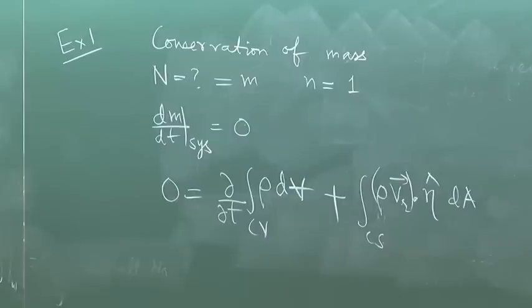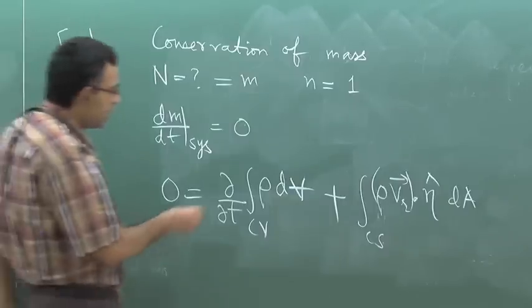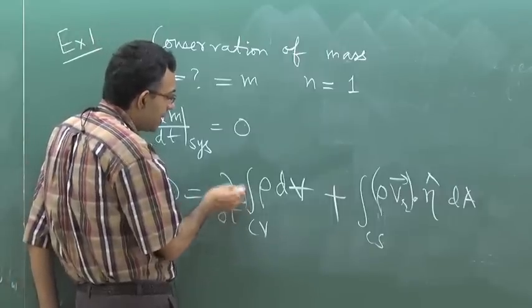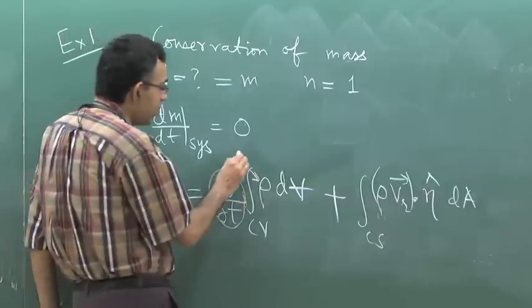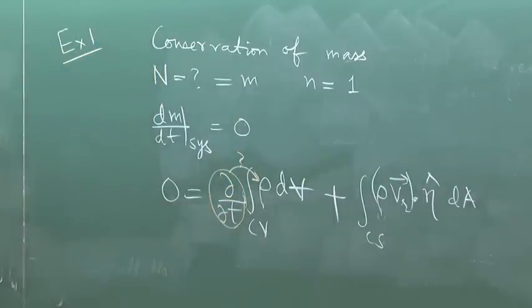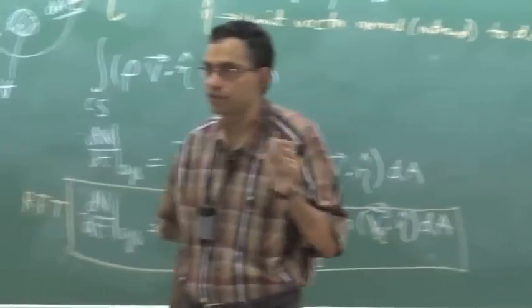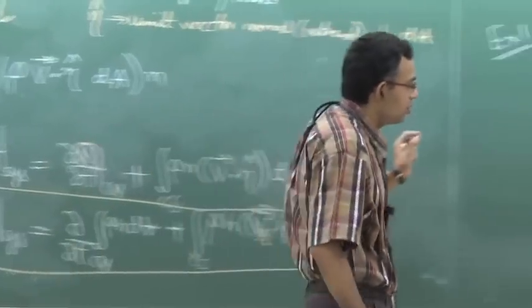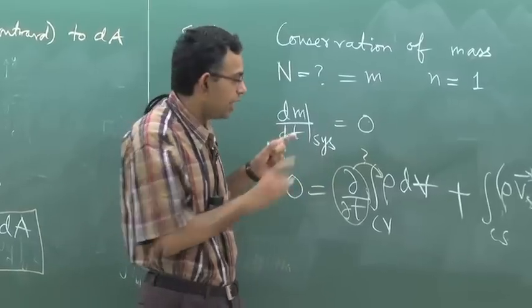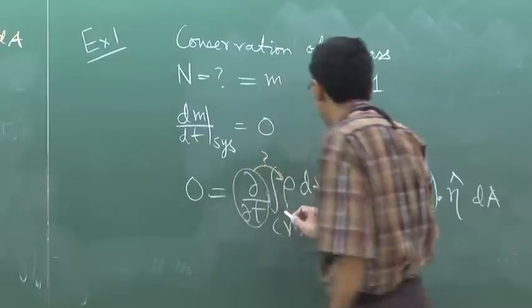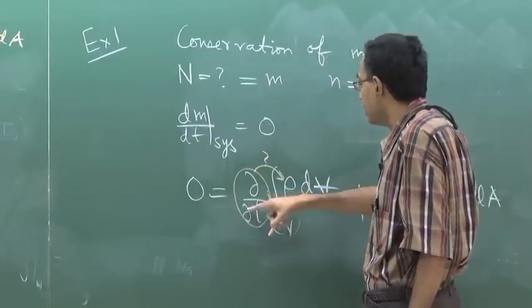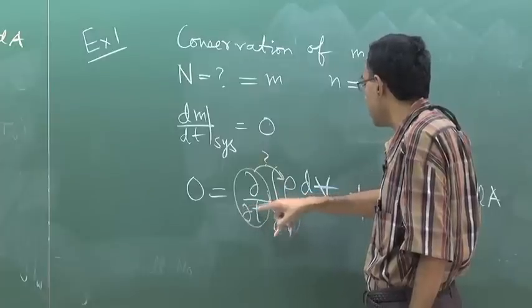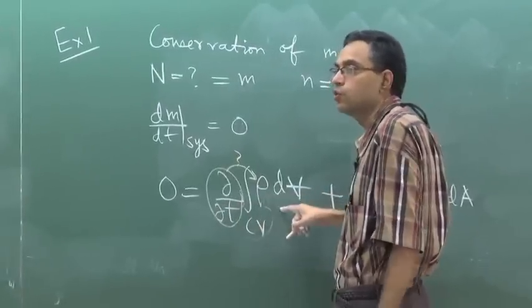Now to simplify in the next step, there is an immediate tendency of taking this derivative inside the integral. Question is, can we do it or not? The answer is very straightforward. We cannot always do it, right? When can we do it? We can do it only when the volume of the control volume is not a function of time. Then you can put this time derivative outside and inside the integral as per your wish.